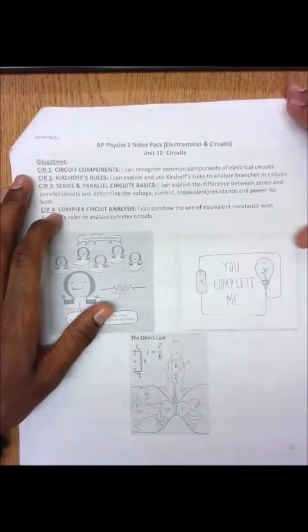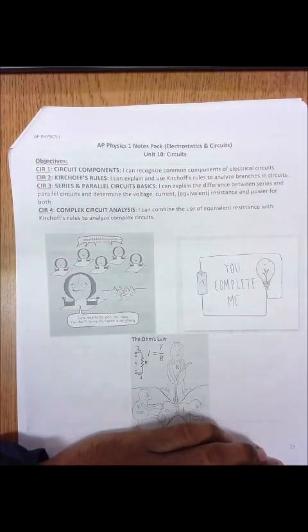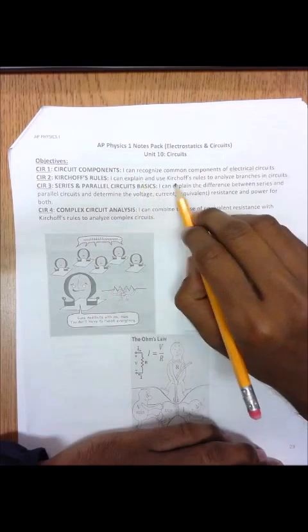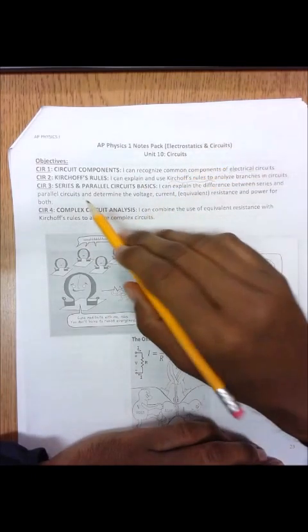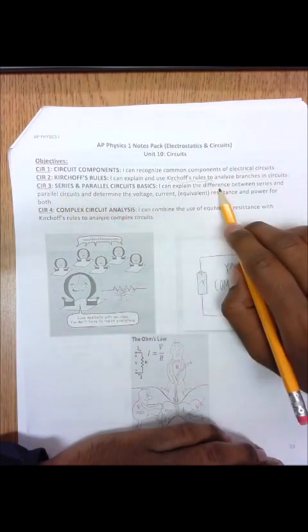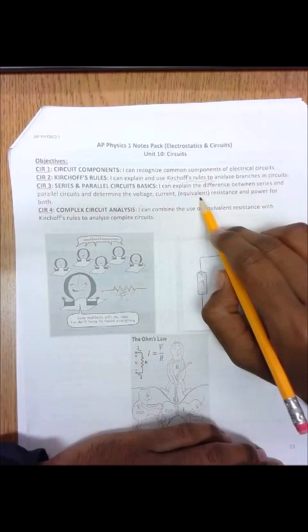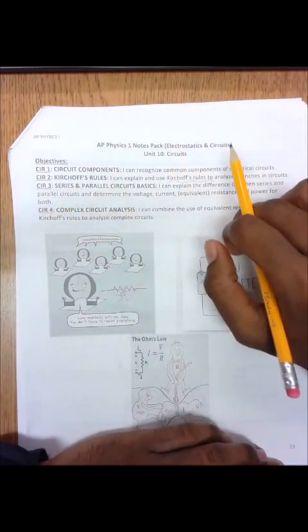Alright, so the four objectives that we had for the circuits section are to be able to recognize common components of electrical circuits, to be able to explain and use Kirchhoff's rules to analyze branches in circuits, and to be able to explain the difference between series and parallel circuits and determine the voltage, current, equivalent resistance and power for both series and parallel circuits.